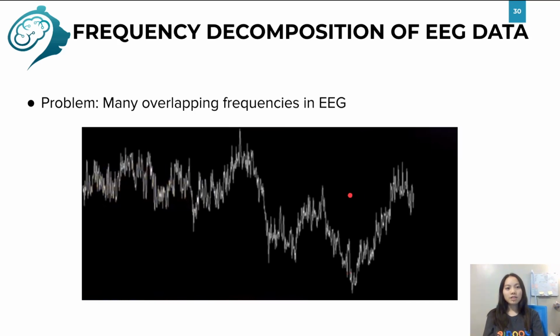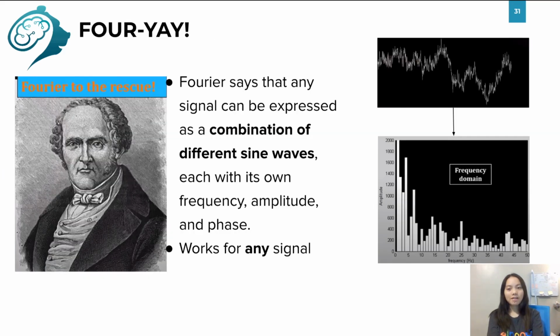The problem is significant for real EEG data, which has a lot of overlapping frequencies. So how can we tell what frequencies are present in the signal and with what strengths and with what timing? So fortunately, Fourier comes to the rescue, so yay.